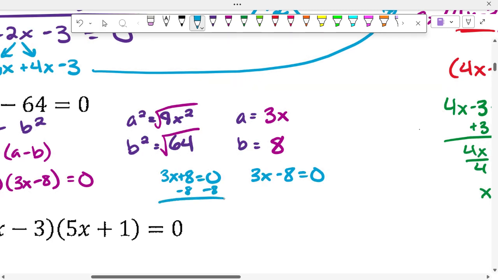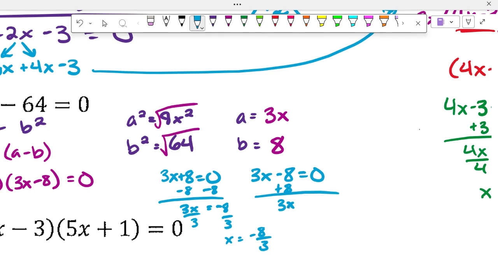Subtract the 8. 3x is equal to negative 8. Divide by 3. X is equal to negative 8 thirds. Add the 8. 3x is equal to 8. Divide by 3. X is equal to 8 thirds.